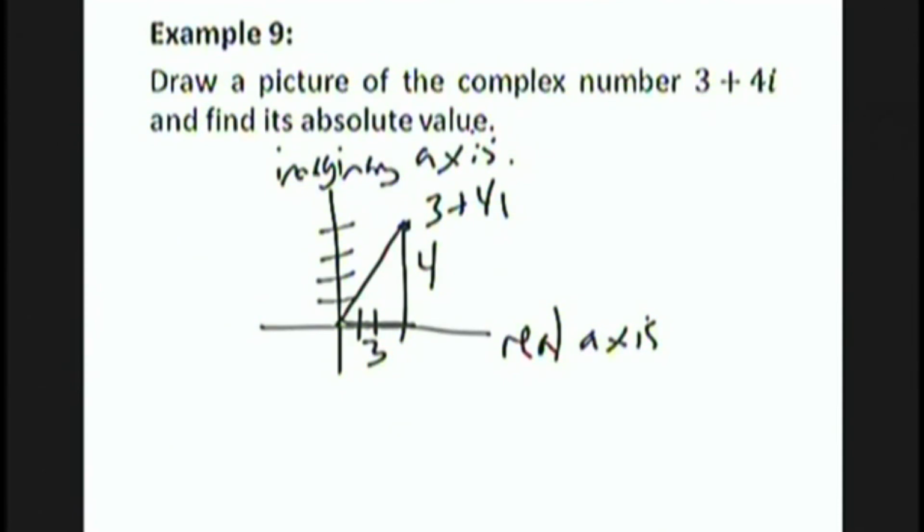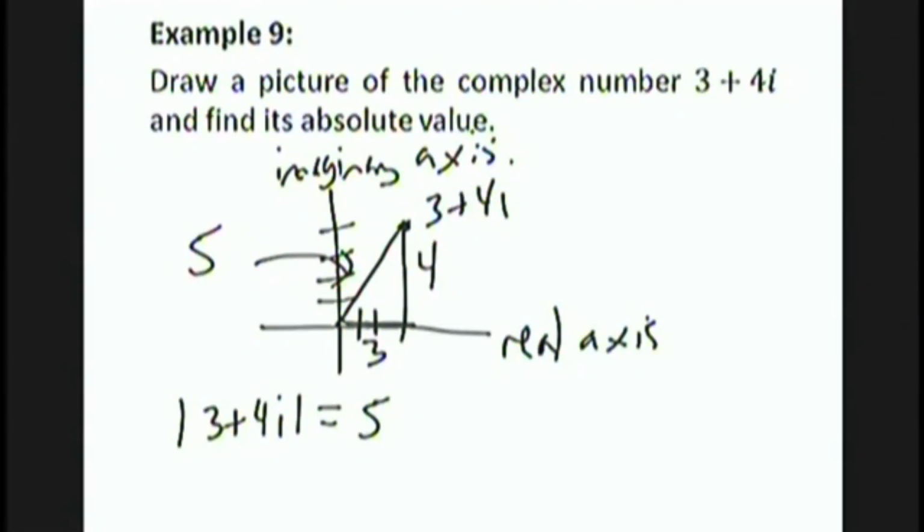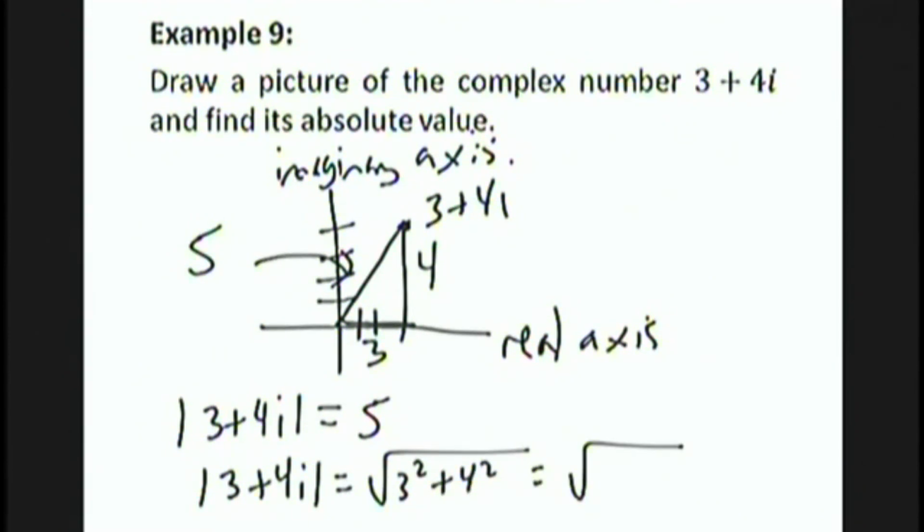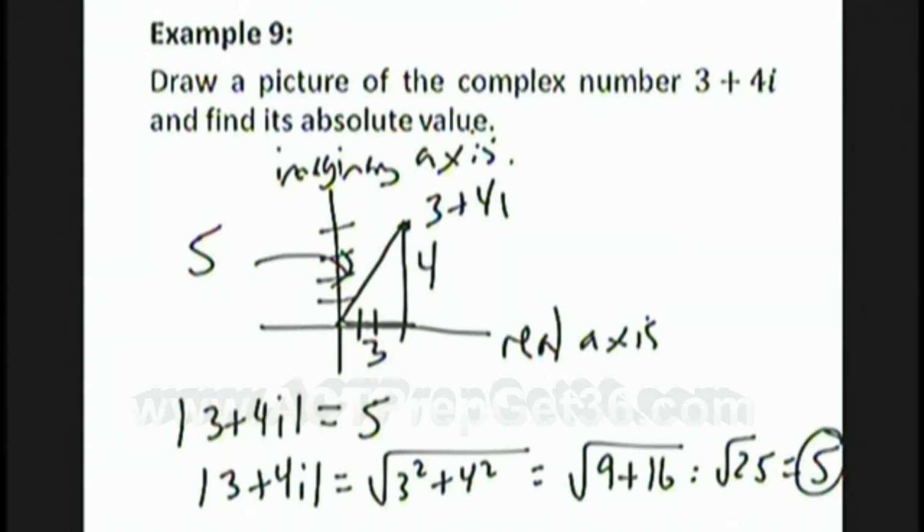Many of you might recognize this as a 3, 4, 5 right triangle. So right away we can see that the absolute value of 3 plus 4i is 5. If you don't see that right away, you could either use the Pythagorean theorem or the definition of absolute value of a complex number, which leads to the same exact computation. So the absolute value of 3 plus 4i is the square root of 3 squared plus 4 squared, which is the square root of 9 plus 16. That's root 25, which is 5, as we found before.